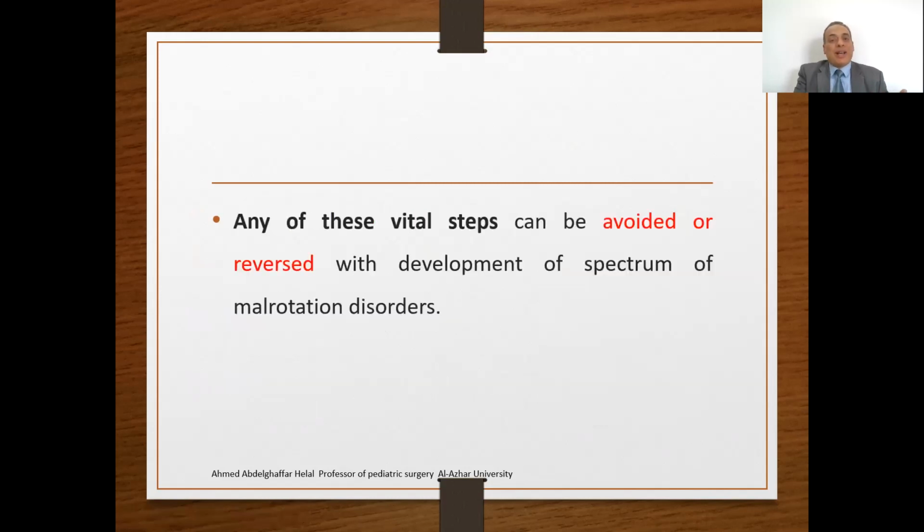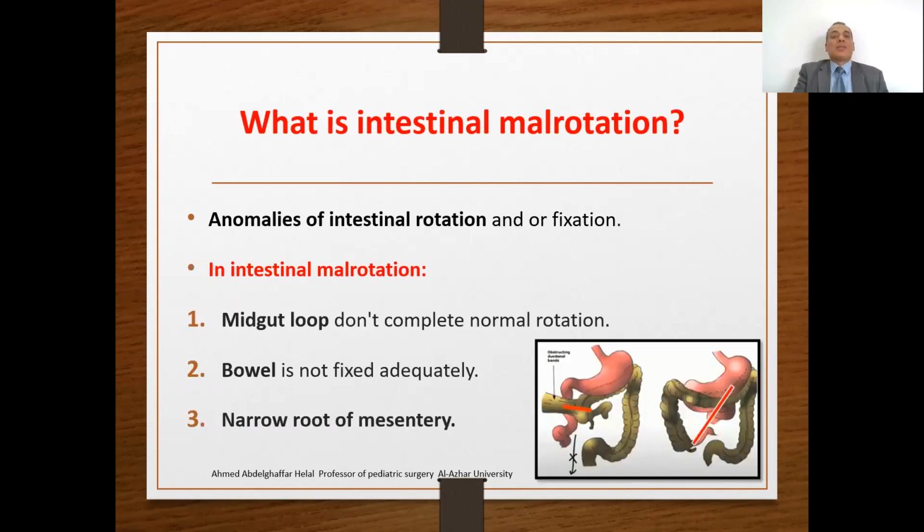Any of these vital steps can be avoided, meaning it didn't occur, or reversed, meaning that rotation occurs in a clockwise direction, with the development of a spectrum of disorders encountered clinically and called intestinal malrotation. So, what is intestinal malrotation? Intestinal malrotation is an anomaly or disorder of intestinal rotation and/or fixation.